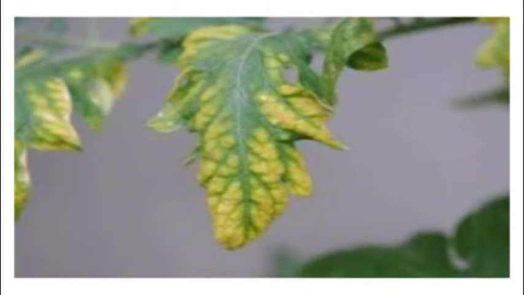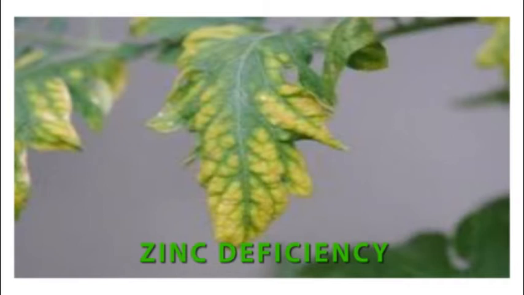Zinc deficiency. This leaf shows an advanced case of interveinal necrosis. In the early stages of zinc deficiency, the younger leaves become yellow and pitting develops in the interveinal upper surfaces of the mature leaves. Guttation is also prevalent.